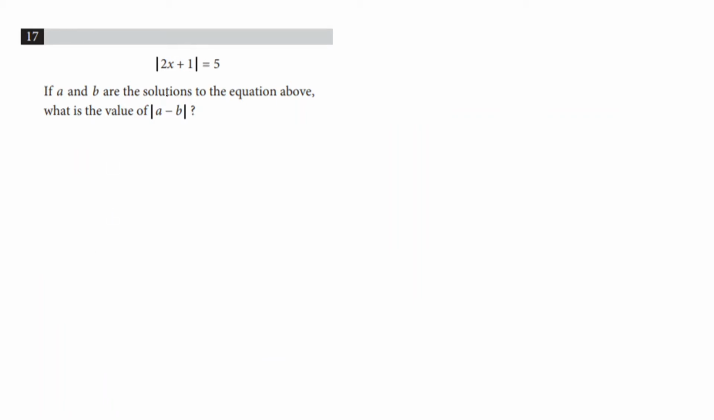So, if A and B are the solutions to the equation above, what is the value of A minus B? Okay, so absolute value equation. There are two ways to solve this. So first, let's solve it without the absolute values. That'll give us one value. So 2x plus 1 is equal to 5. Alright, we solve that. Subtract 1 from each side. 4. 2x divided by 2. x is equal to 2. Alright, so that's one value.